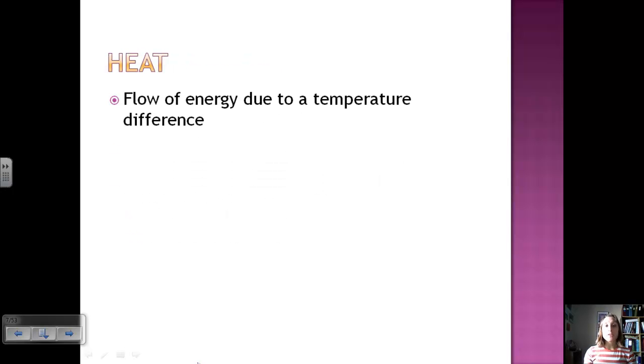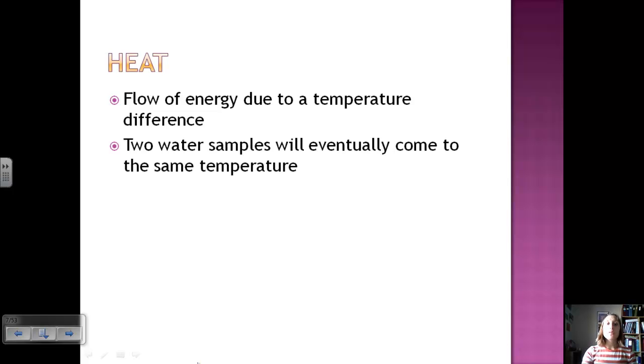Alright, heat, then, is the flow of energy due to temperature difference. So when we had that container of hot and cold water, and we put them together, energy flowed from hot to cold. That's heat. The motion of the particles is temperature. So these two water samples would eventually come to the same temperature because of that flow of energy.